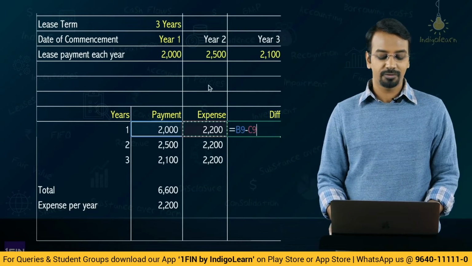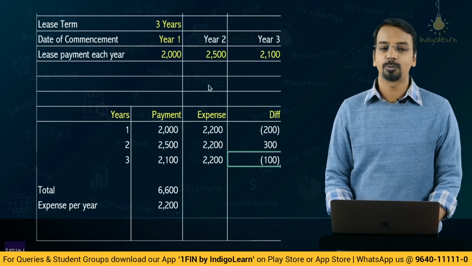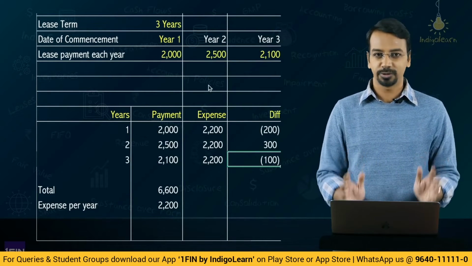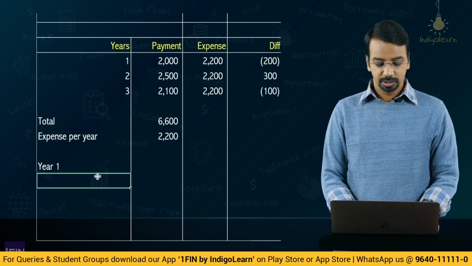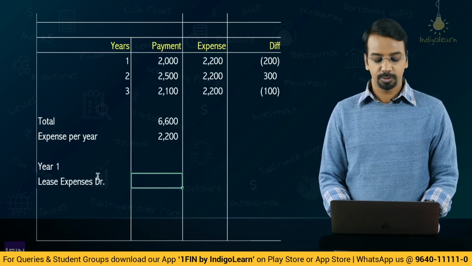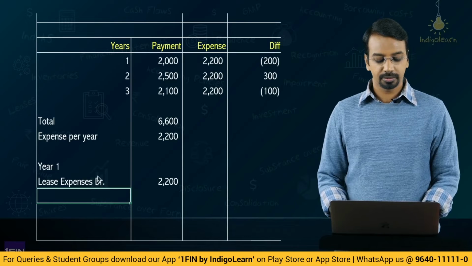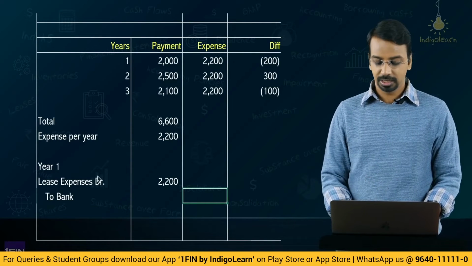So there is a difference of 200 here, a difference of plus 300 here, and a difference of another 100 here. Now how do we do the accounting for this? For year 1, you would say lease expenses debit, how much? 2200 to bank or to payable to the lessor. How much are we paying?